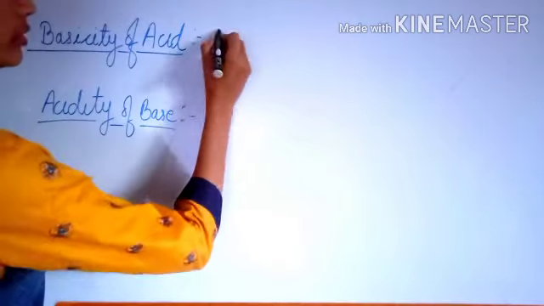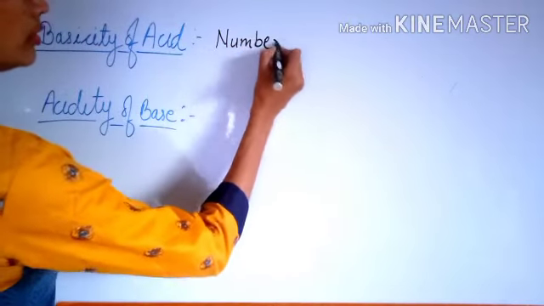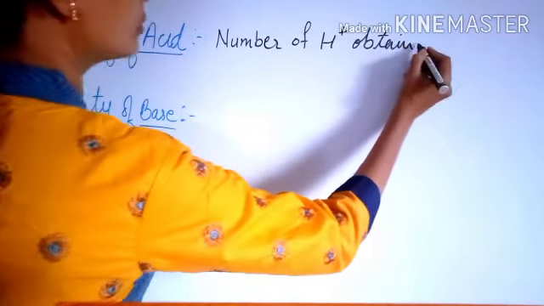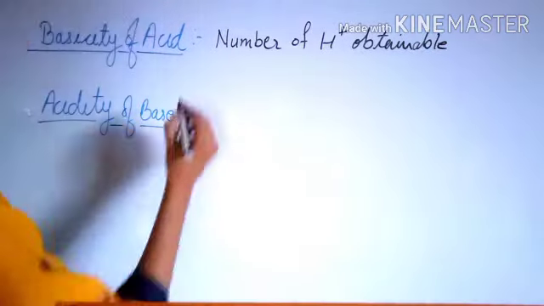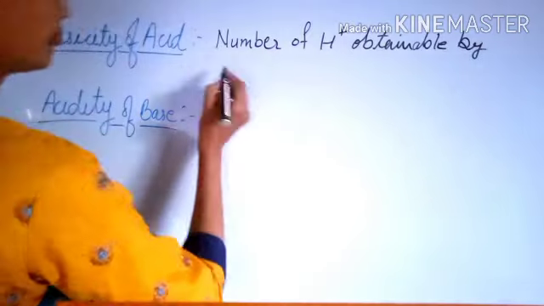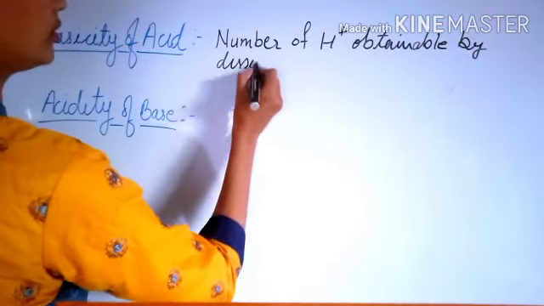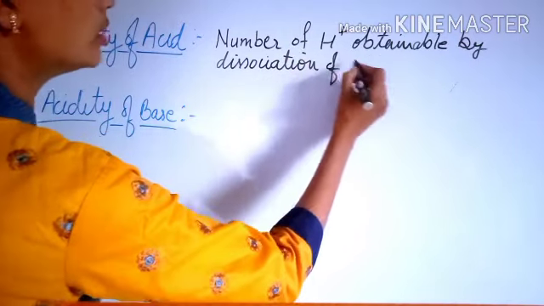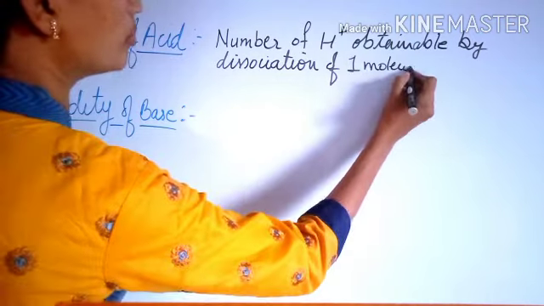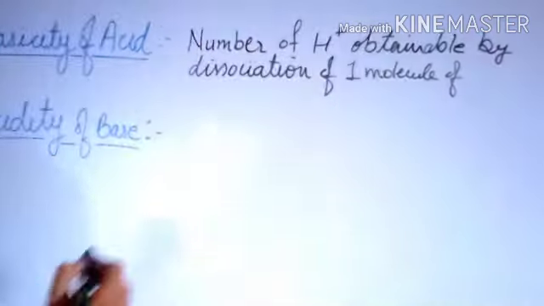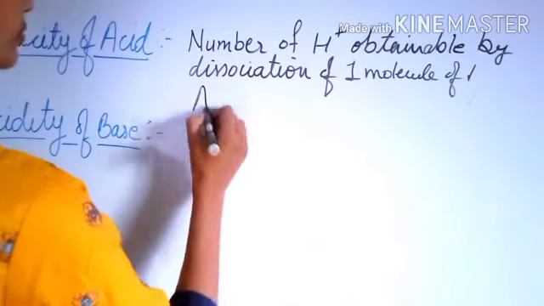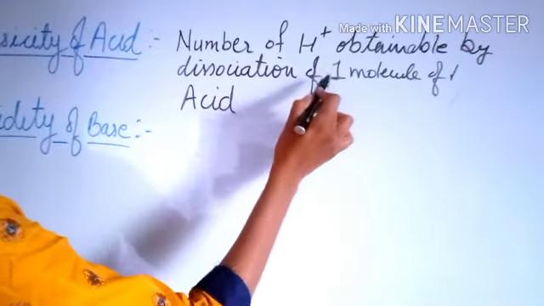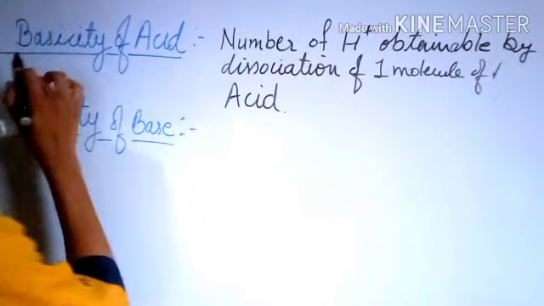It is the number of H ions obtainable by dissociation of one molecule of acid. So the number of H ions obtained by dissociation of one molecule of acid is known as basicity.